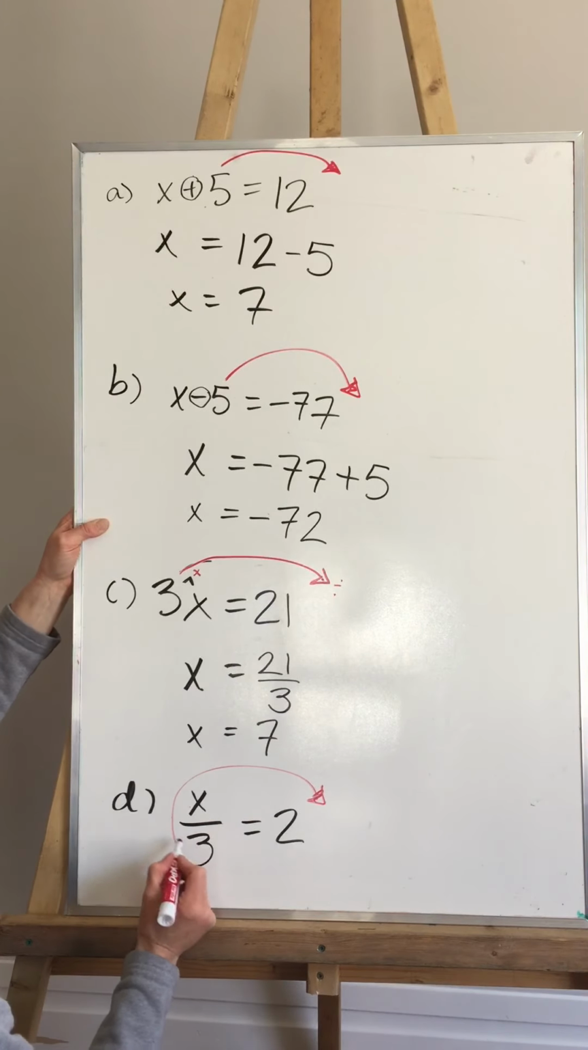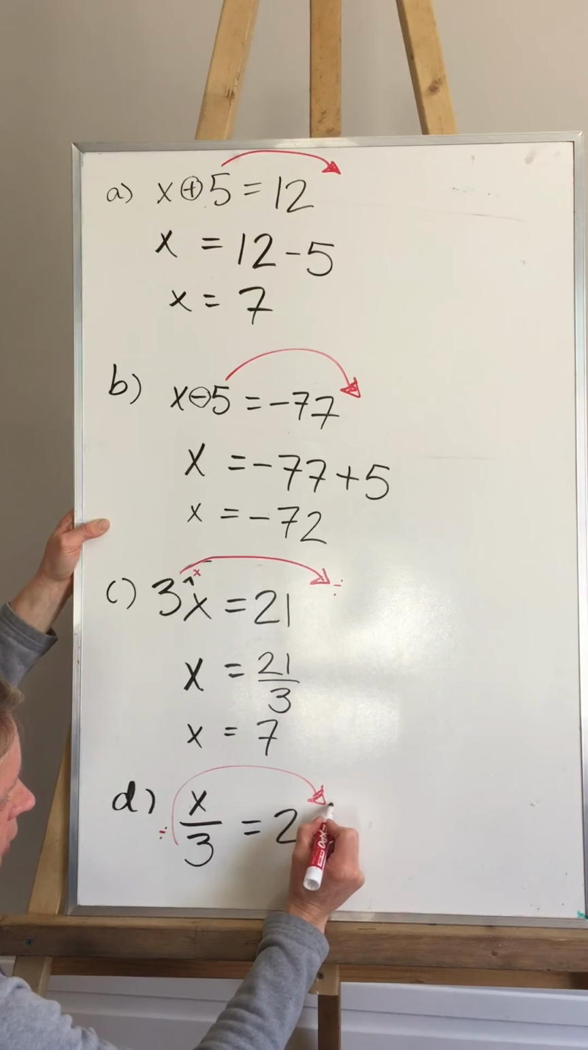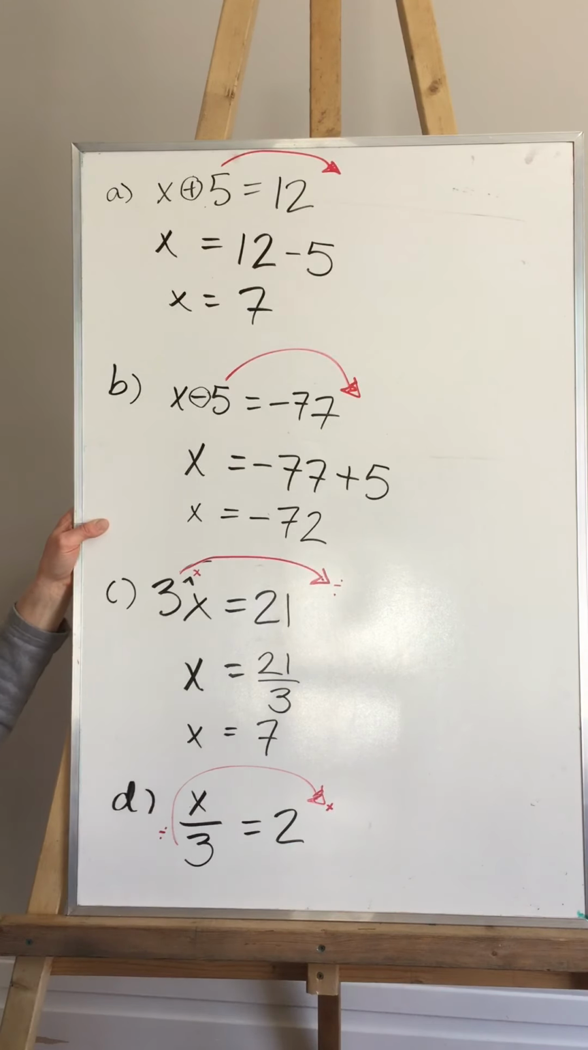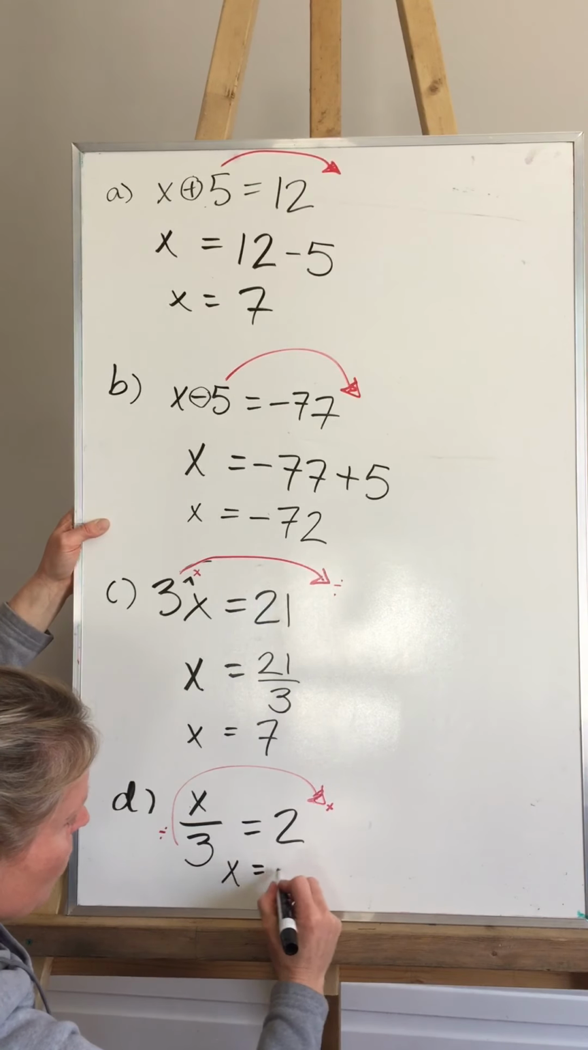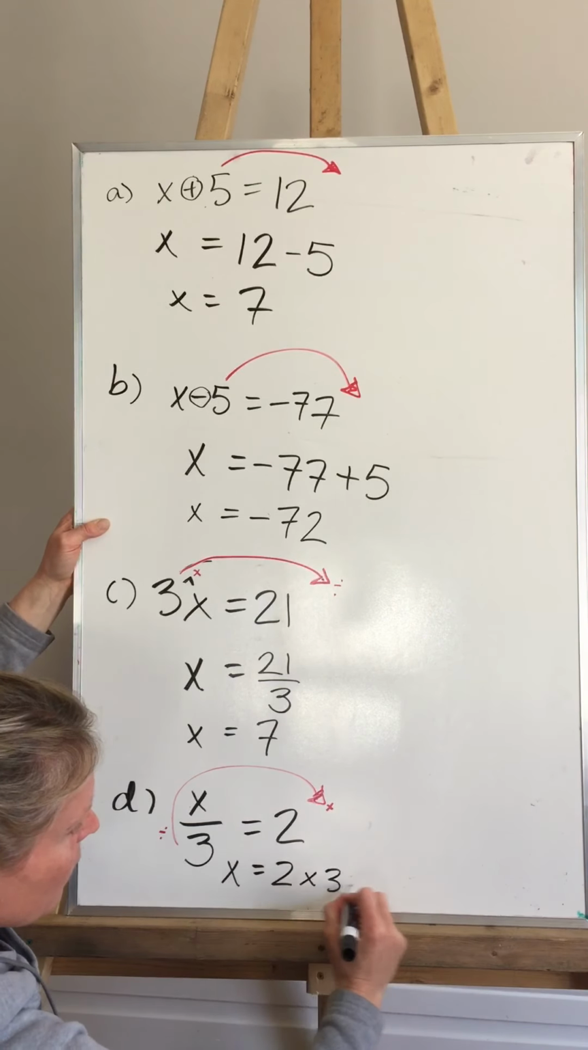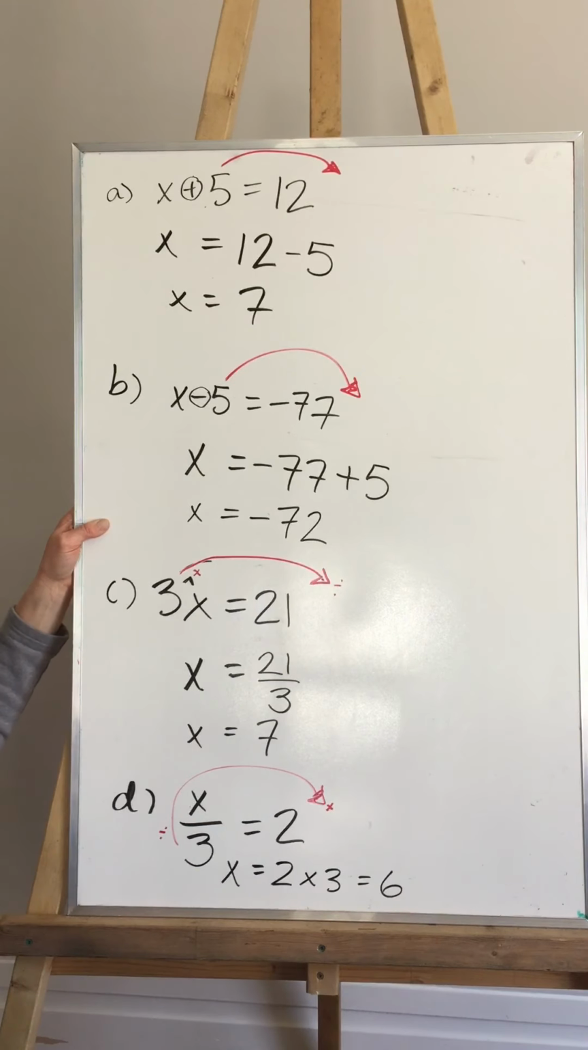Here, the operation is division. So when the 3 moves over to this side, it's going to be the reverse operation. It's going to be multiplication. Okay, so x is going to be equal to 2 times 3, so x is equal to 6.